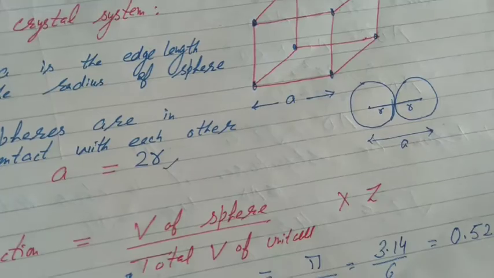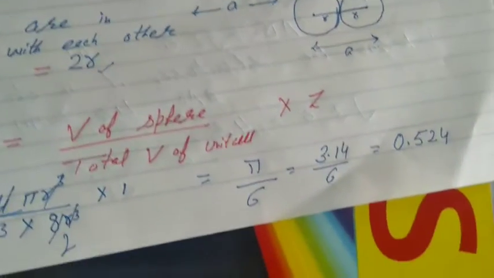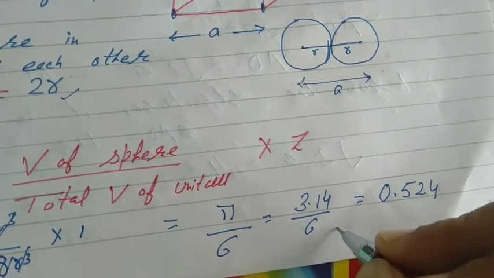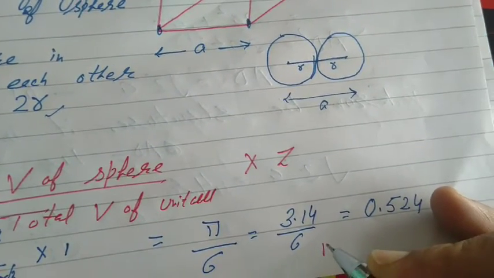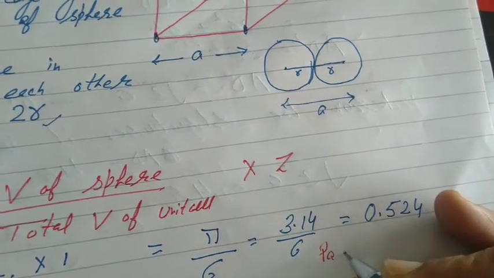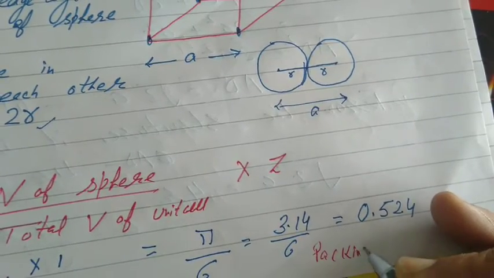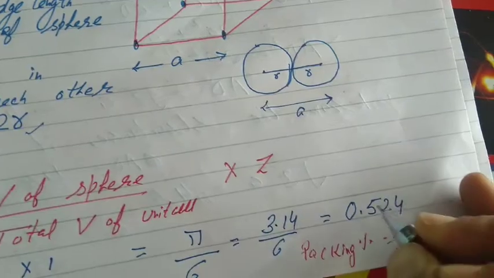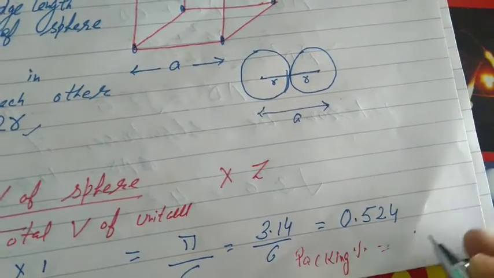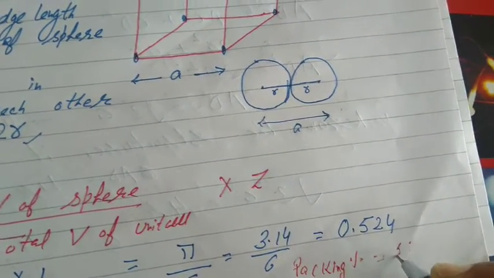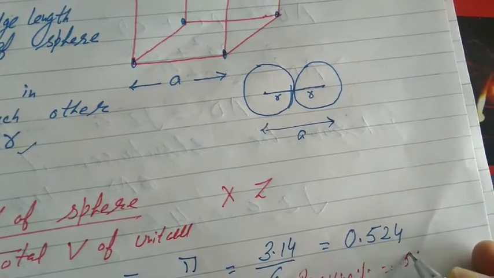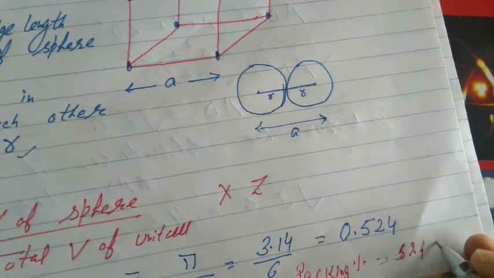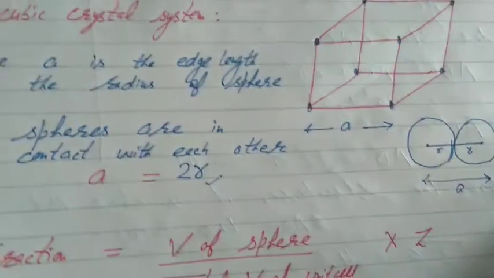Now we have to find the packing percentage. Packing percentage means multiply packing fraction by 100. Multiplying this by 100, we get 52.4%. That's the first system, simple cubic system.